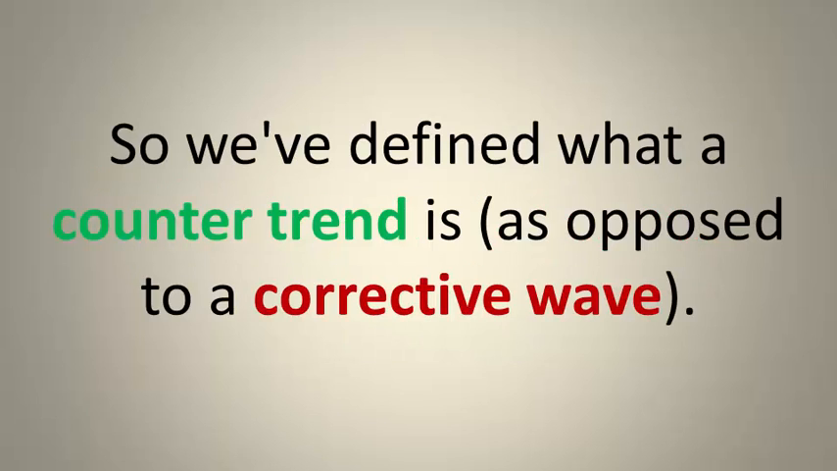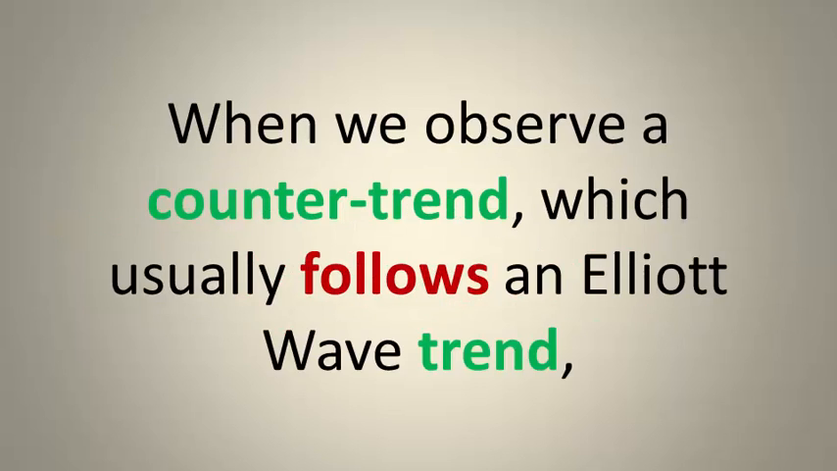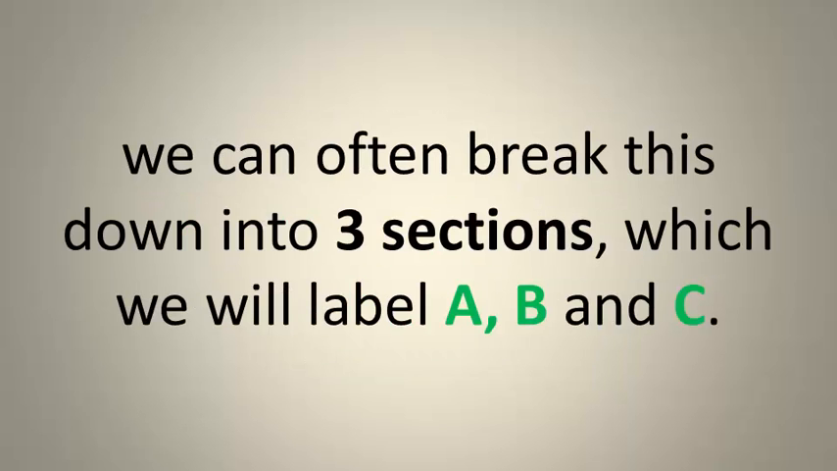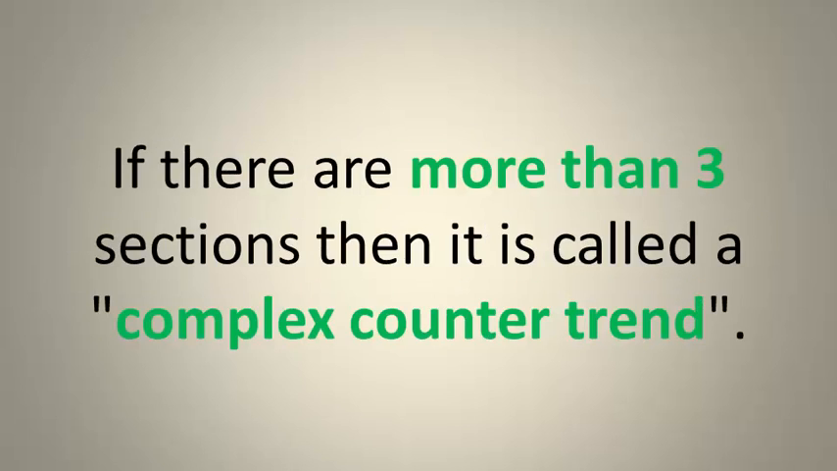So we've defined what a counter trend is, as opposed to a corrective wave. When we observe a counter trend, which usually follows an Elliott Wave trend, we can often break this down into 3 sections, which we will label A, B, and C. If there are more than 3 sections, then it is called a complex counter trend.